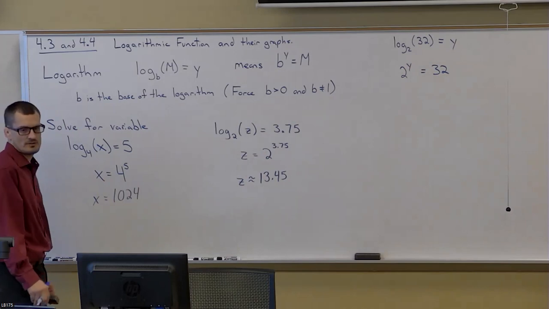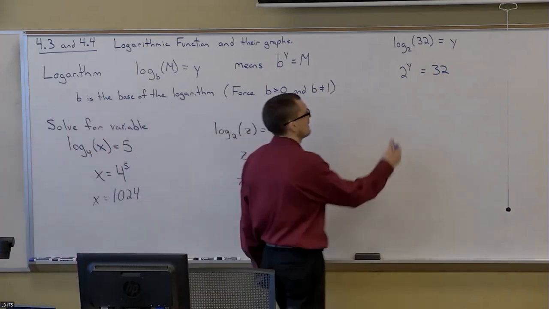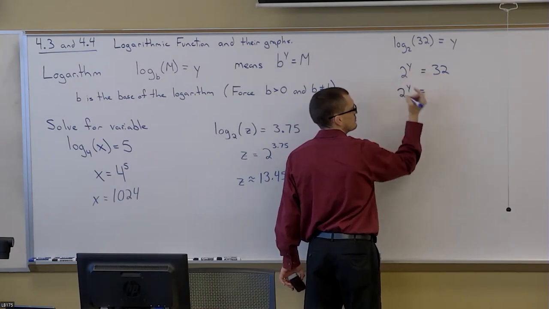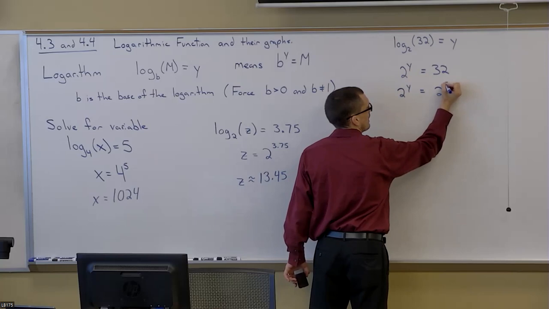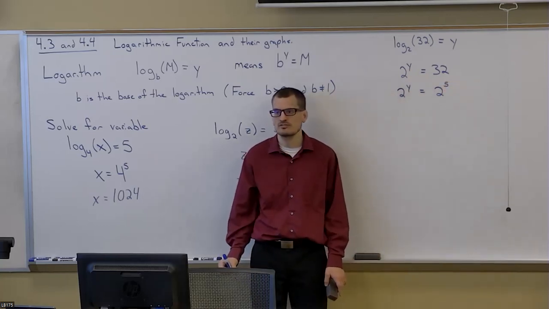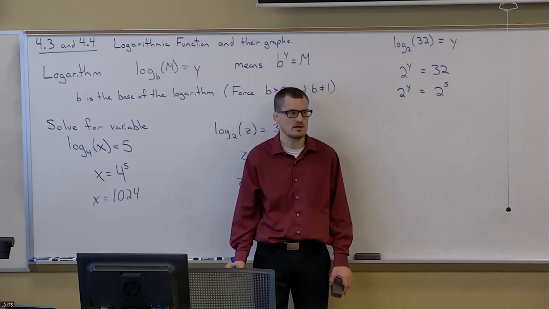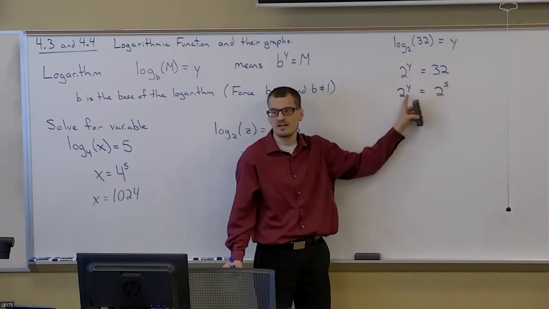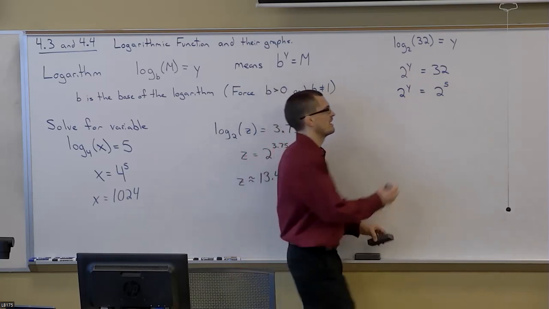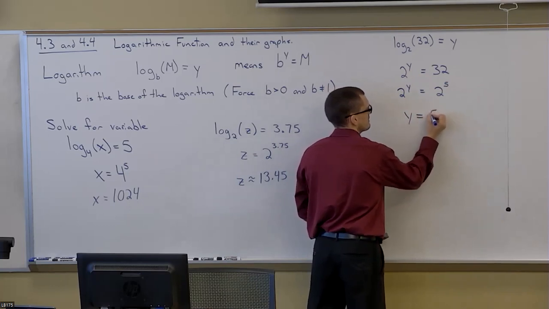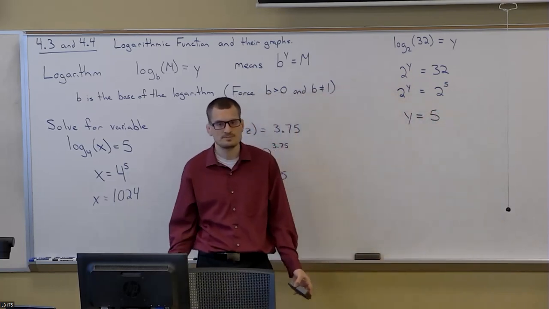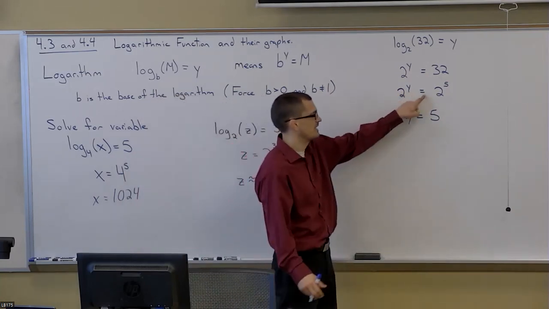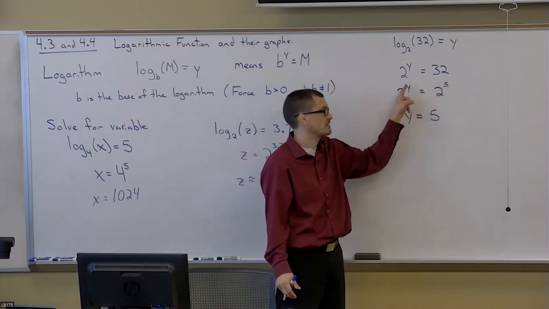What do we know about 32? What is 32 written as 2 to a power? It turns out 32 is actually 2 to the 5th power. And if 2 to the y is equal to 2 to the 5th, we know that y has to be 5. Okay? That is one of the things about exponents that is intuitive and true, is that if you have the same base raised to a power equal to the same base raised to another power, the powers have to be equal.